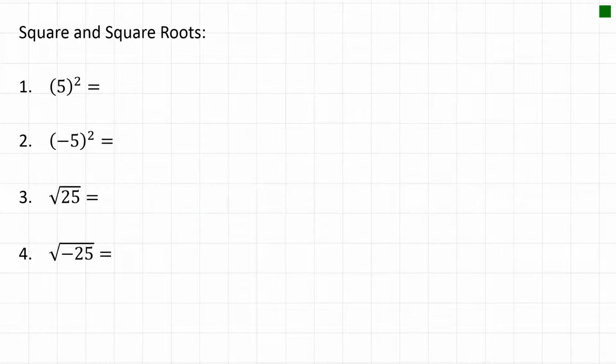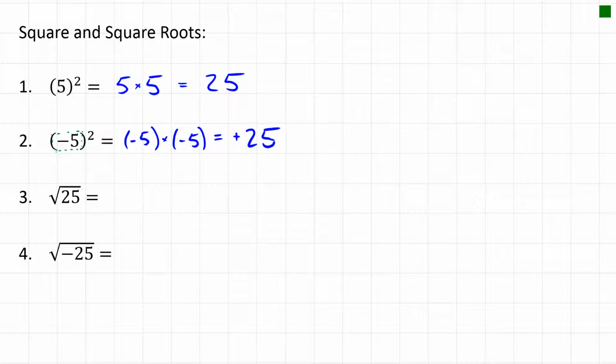So, squares and square roots. As we said previously, a square just represents repeated multiplication. So 5 squared is just 5 times 5, which is equal to 25. If we have negative 5 squared, it's repeated multiplication of whatever is inside the brackets, which means in this case negative 5 repeatedly multiplied by itself. That would mean we have negative 5 times negative 5, which is positive 25.